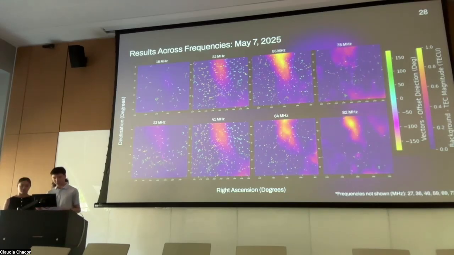And then also you can see that on the very left side, we had fewer sources. So we were able to get a lower quality reconstruction of the ionosphere versus in the middle plots. We had a lot more sources and we're able to get a much higher quality image.